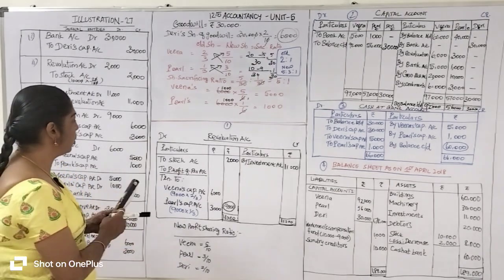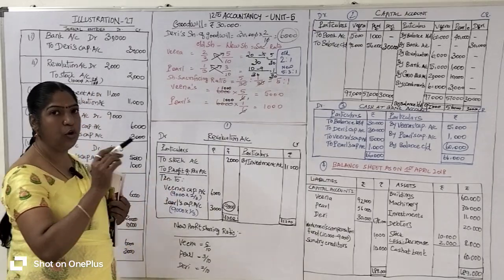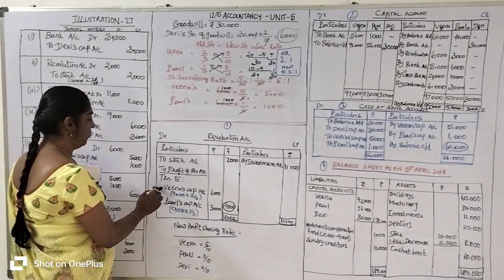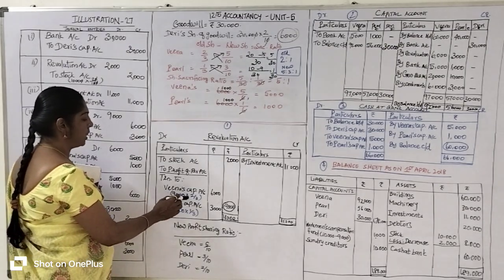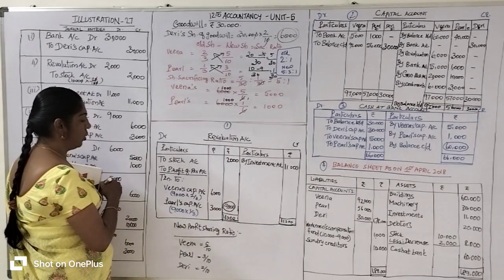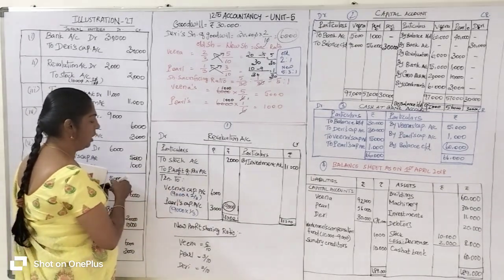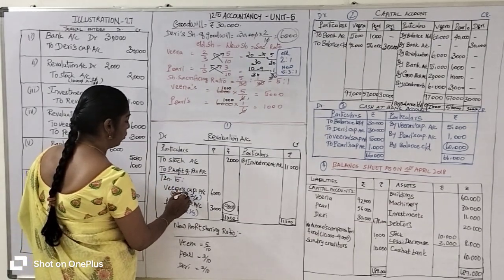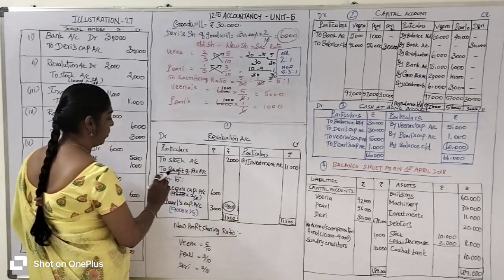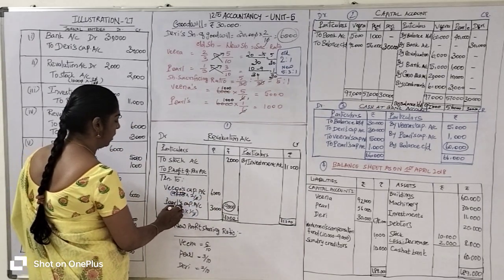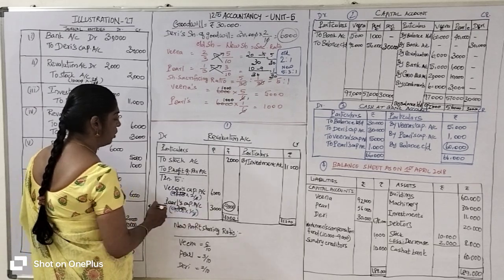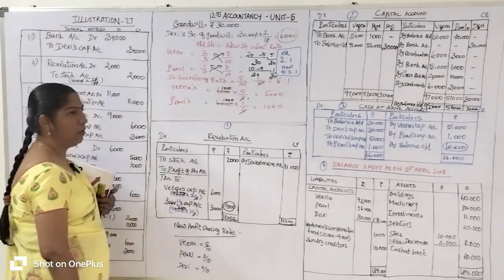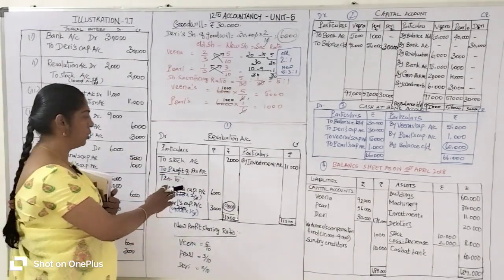That balancing figure on the debit side we call profit on revaluation account. That profit on revaluation, immediately we are going to transfer to the old partners' capital accounts in their old profit sharing ratio. Who are the old partners? Veena and Pearl. The old profit sharing ratio is 2:1. So 9,000 into 2 by 3: 3 threes are 9, 2 threes are 6,000 rupees, which goes to Veena's capital account. Similarly 9,000 into 1 by 3, 3,000 rupees goes to Pearl's capital account from the profit on revaluation account. So we prepared the revaluation account.